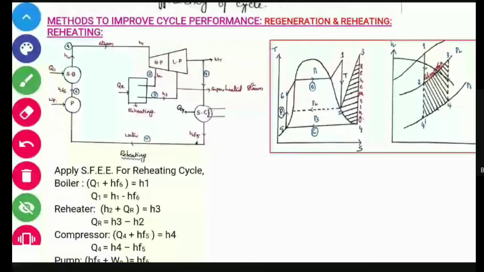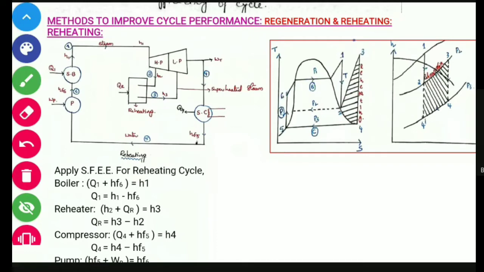Okay, so P1 is the boiler pressure, where P2 is the reheating pressure. P3 is the condenser pressure. Remember, there are only two pressures: one is boiler pressure, and another one is condenser pressure. But here we are providing a reheater, so that is the reheating pressure. So 6 to 1 is the boiler.